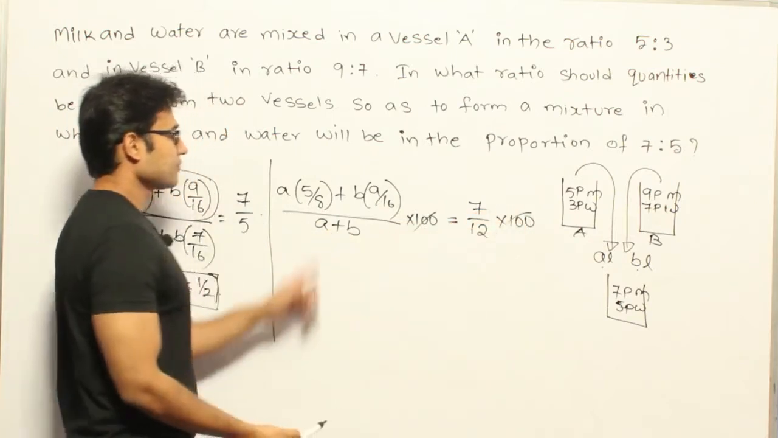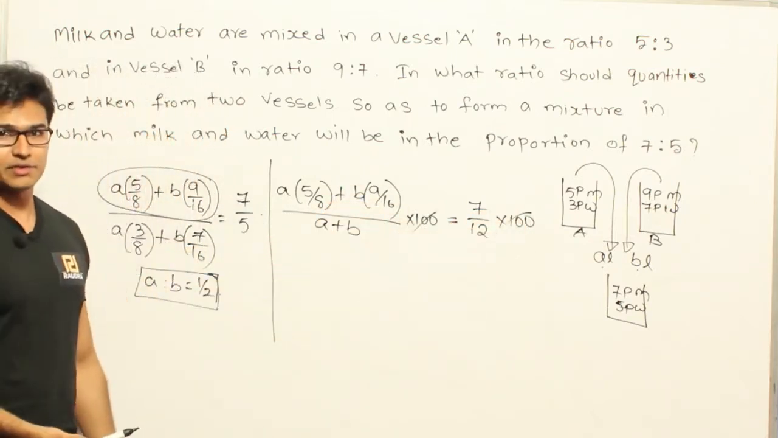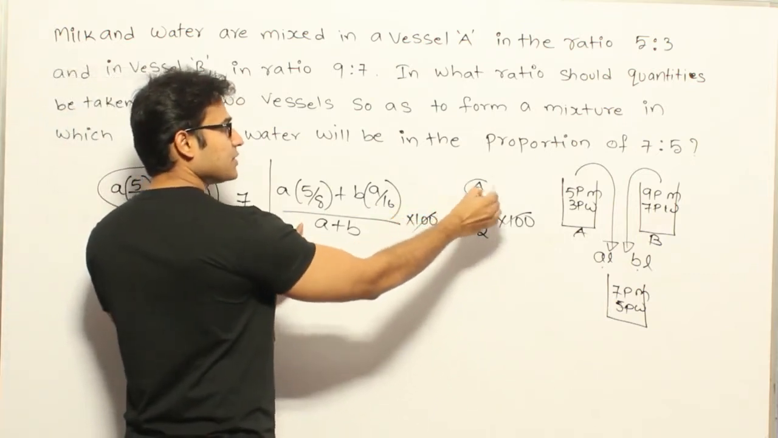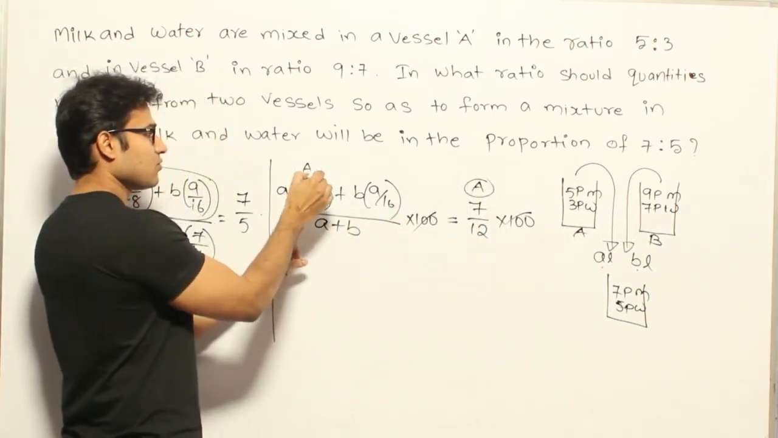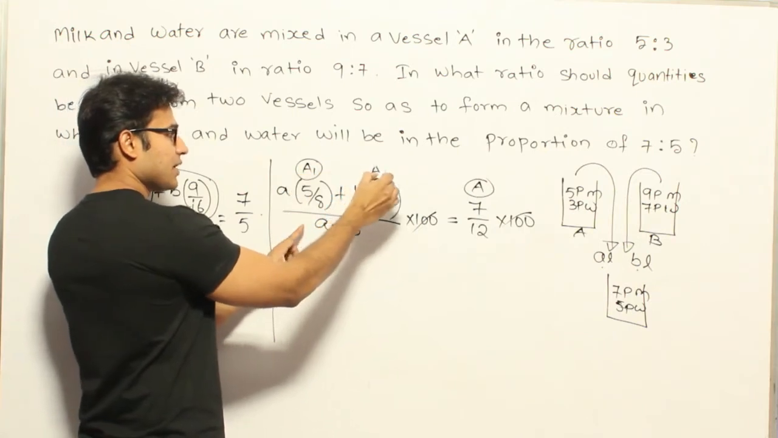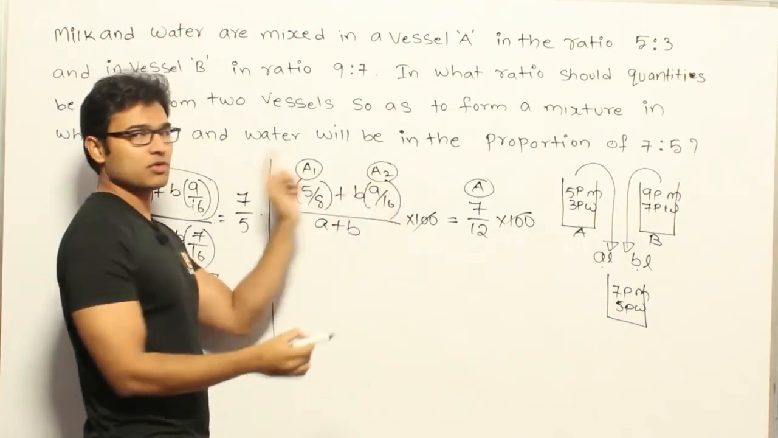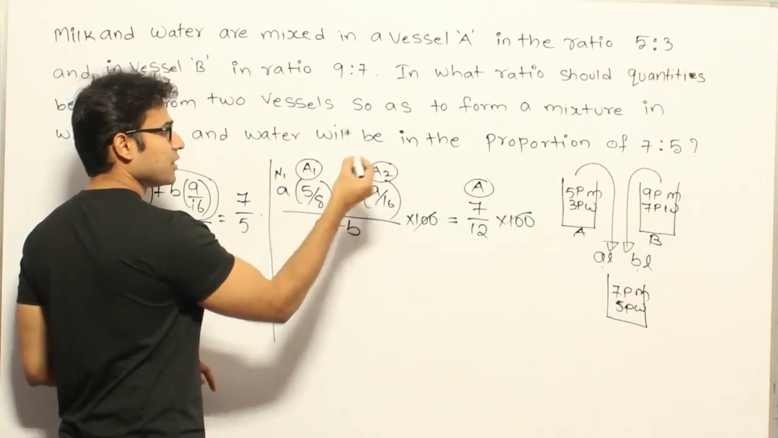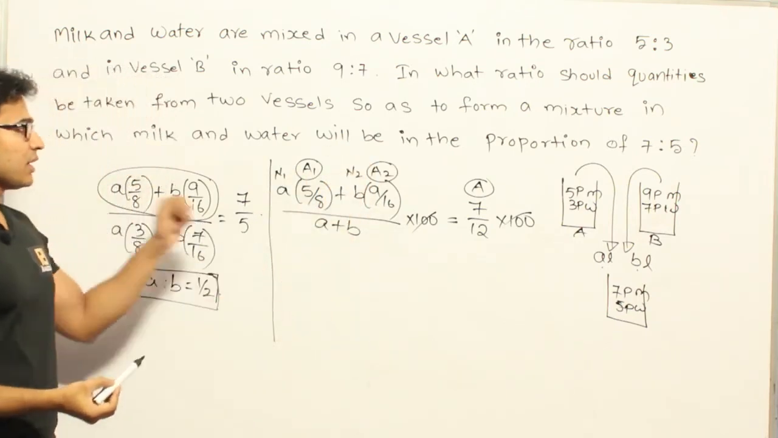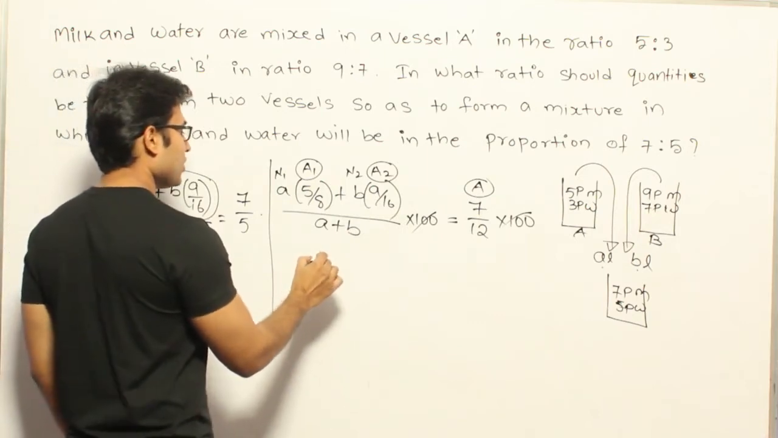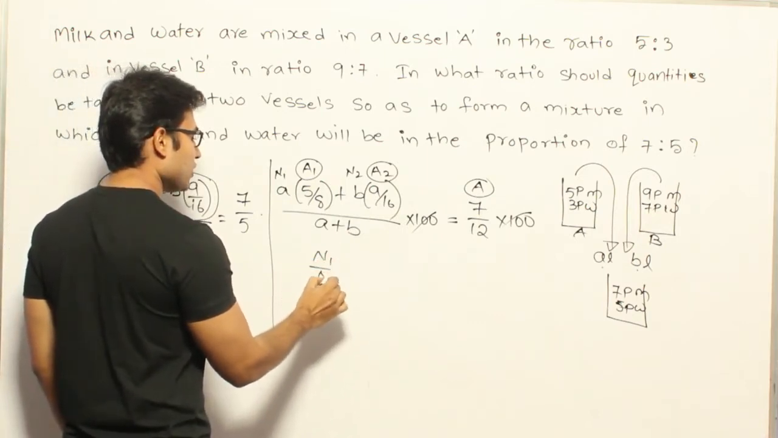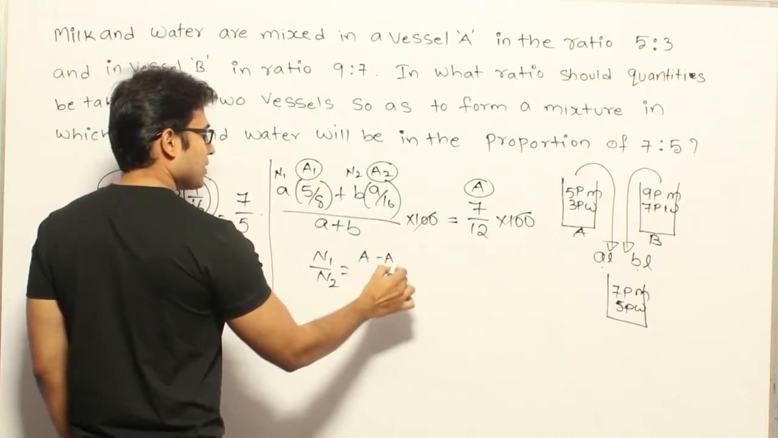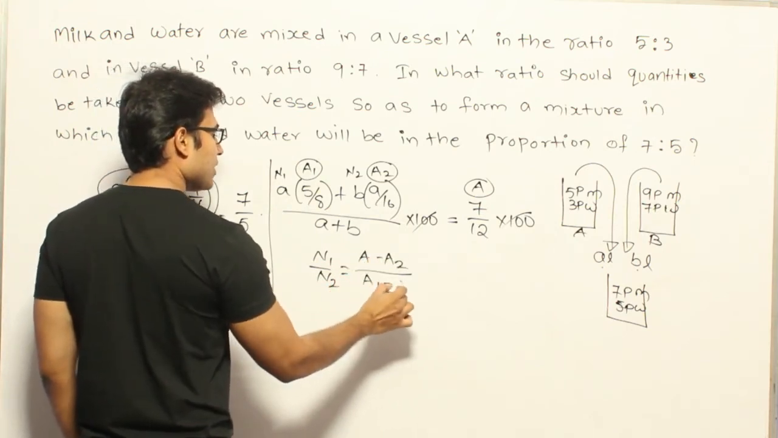Now if you see, this is in the formula of alligations, right? If we assume that this is the overall average, and this is the average of one group, and this is the average of the other group, A1 and A2, and this one is going to be N1, and this one is going to be N2. Now you can directly apply that. So what is it? N1 is to N2 ratio equals A minus A2 divided by A1 minus A.